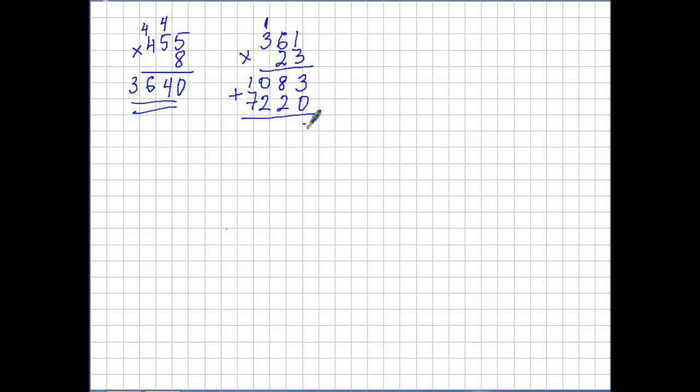Now we are ready to add. 3 plus 0 is 3. 8 plus 2 is 10. So I will write 0 here and 1. 1 plus 0 plus 2 is 3. 1 plus 7 is 8. Here is my answer.